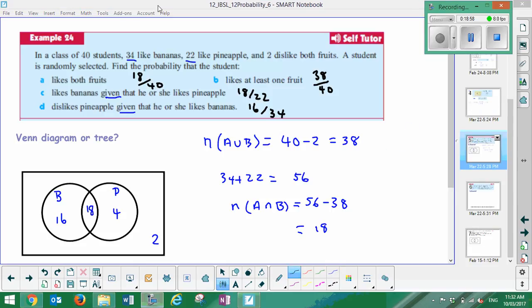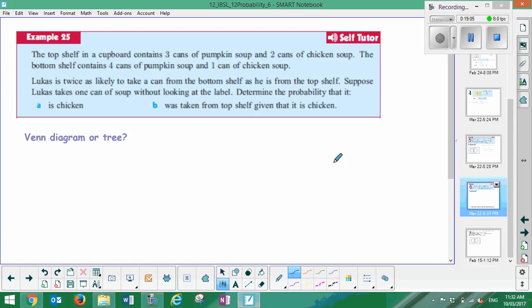Right, I've just put the answers in there. Have a check on those. If you're not sure, then we'll talk about that in class. This one here, the top shelf, I want to run through this example briefly, but I want to talk about it more in class. So we can just make a start here.